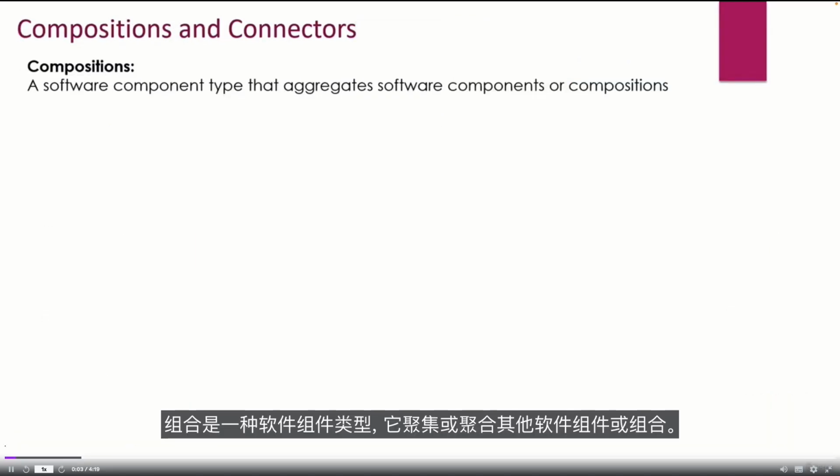Composition is a software component type that clusters or aggregates other software components or compositions. In simple terms, a composition could be understood as a container that can hold a group of software components.